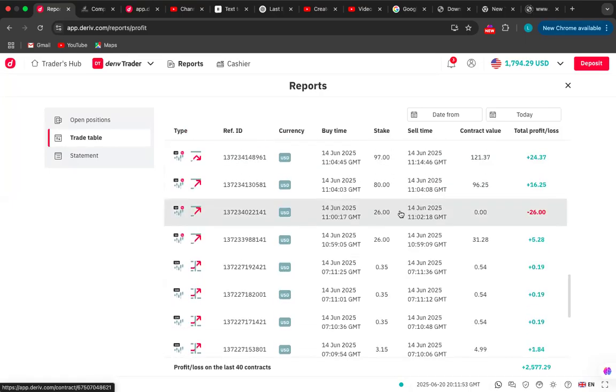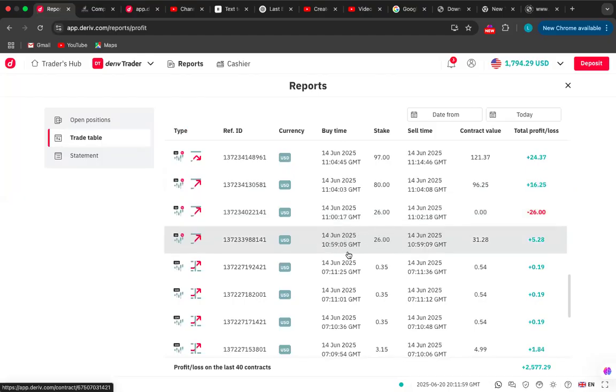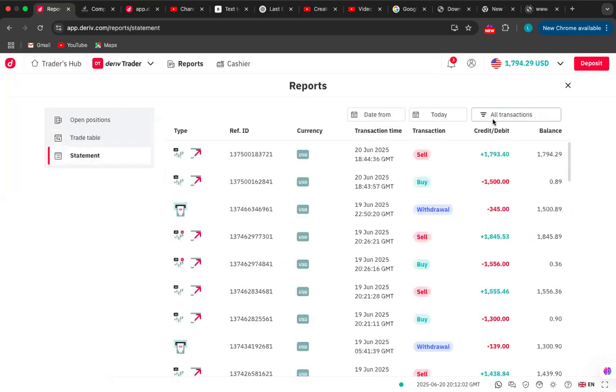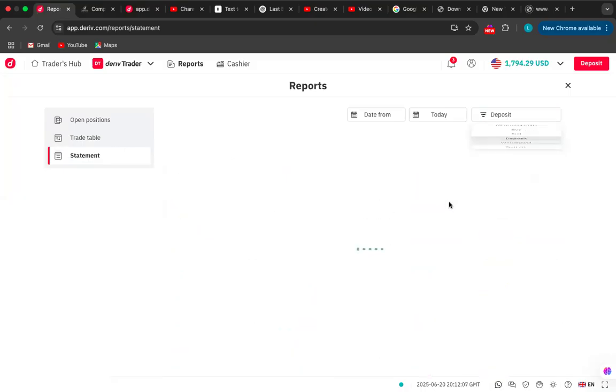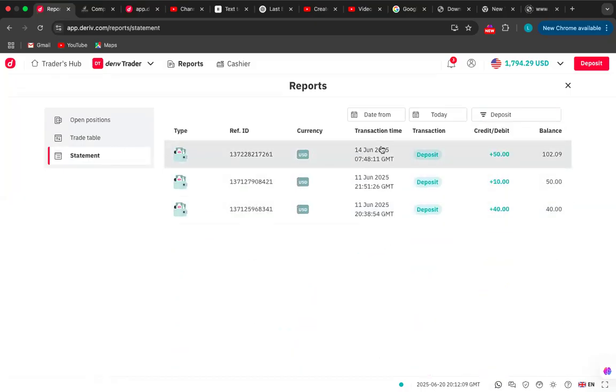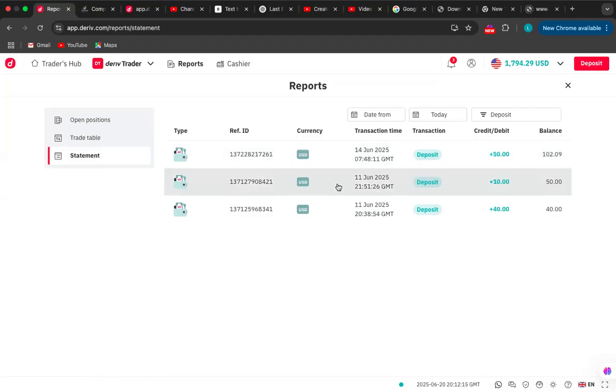I still want to emphasize this because a lot of people were like, show the real account and everything on TikTok. I started officially on the 14th of June. Let me quickly go to my statement here, and then to deposits. As you can see, on the 14th of June, it completed $100, total of $102 balance.